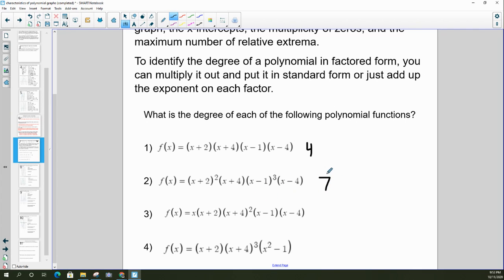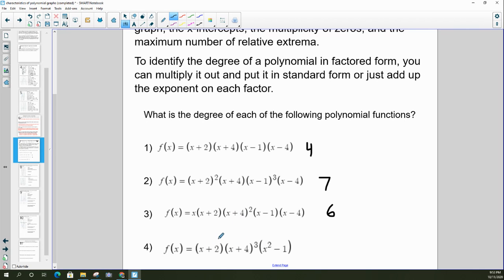Again, that's odd, so end behavior goes in opposite directions, and the leading coefficient is positive, so the right end behavior is positive. Here we got this x out in front. Is that a factor? That is. Remember, it's just like x minus 0. So that's 1, 1, 2, 1, 1. Add all that up: 2, 4, 5, 6. This would have a degree of 6. Even, and the leading coefficient is positive, so both end behaviors are positive. The maximum number of x-intercepts is 6, and so forth.